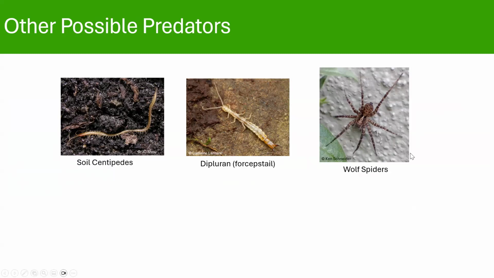Wolf spiders might be pretty good predators. They'll eat anything that they find. They are restricted to the surface of the soil, so they might not do a good job. But they might still eat Symphylans.